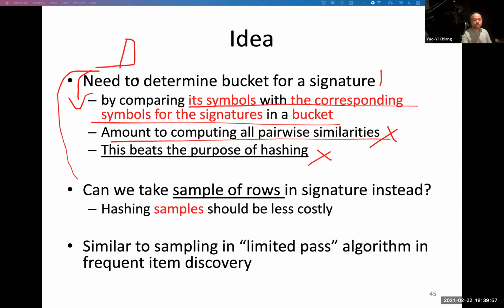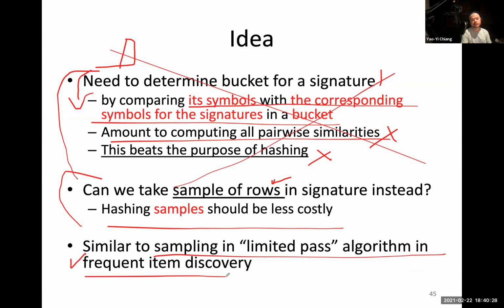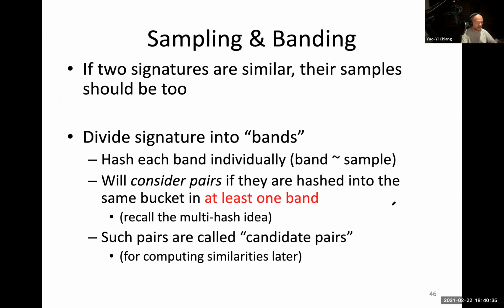So it's actually very simple. Instead of comparing two entire signatures, we just take some samples from the signature and compare them, right? So think about this. If you have two signatures that are very similar, their samples should be similar as well. This is very similar to the idea of sampling in the limited pass algorithm in frequent itemset discovery. That's it. This is the entire LSH algorithm. But exactly how do we take samples, and are different strategies of taking samples important?